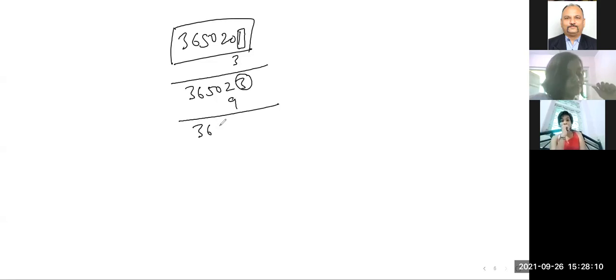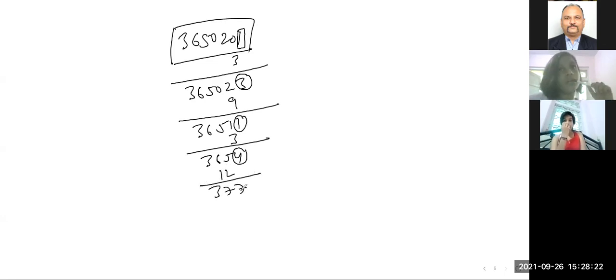So it will be 36511. Again pick this digit, multiplied by 3, so it will be 3654. Again pick this and multiply by 3, so it will be 377, I think so. Multiplied by this again 21, so it will be 58. And this 58 is divisible by 29, 2 times, and hence this number is also divisible by 29.